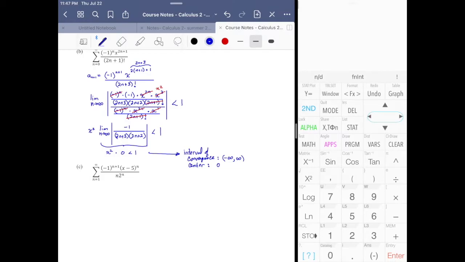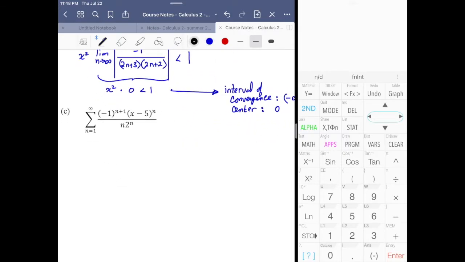Now for part C, there's a lot more going on with this one, but it's still going to follow the same kind of setup. So -1, if I throw in an n plus 1 for n, in some cases it's easier to do, in other cases more challenging, but in this case it's not that bad. n plus 1 plus another 1 is n plus 2. x minus 5 to the n plus 1. n plus 1 times 2 to the n plus 1.